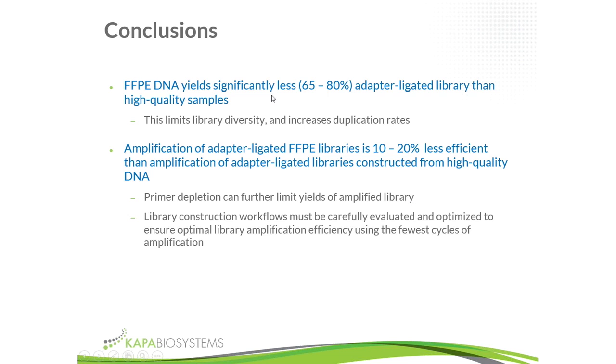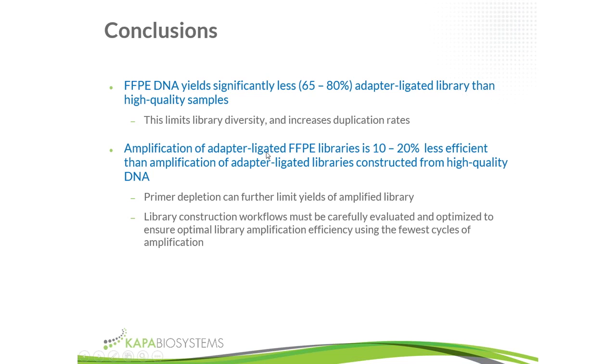So to summarize, FFPE DNA yields significantly less adapter-ligated library than high-quality samples. And as we discussed before, it's that process from end repair to ligation that ultimately determines the complexity of the library, the diversity of the library. After that point, you're just going to create duplicates. So lower yields of adapter-ligated library means lower library diversity. It means you have to do more cycles of amplification to get to where you need to be, and typically that's in the range of 500 ng to a microgram of DNA for capture workflows. More amplification increases duplication rates, which is so notorious for FFPE samples.